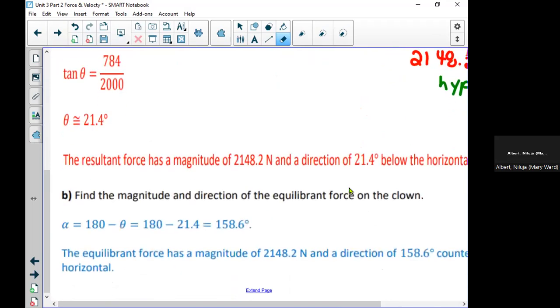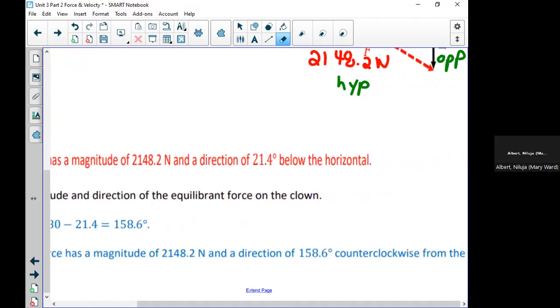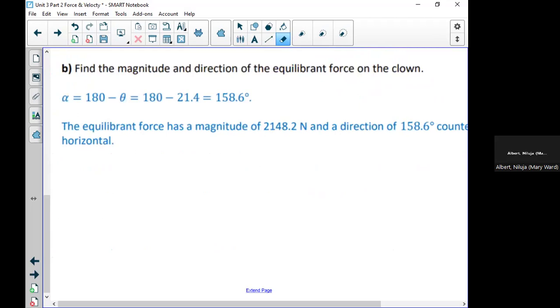So that's how we show that. We can just say, okay, alpha is equal to 180 minus theta. So 180 minus 21.4, and we end up getting 158.6 degrees. And the language we use again, so the magnitude language hasn't changed, but for the direction, we can say a direction of 158.6 degrees counterclockwise, so counterclockwise from the horizontal, okay? So you just have to make sure you're using the correct line for that one.